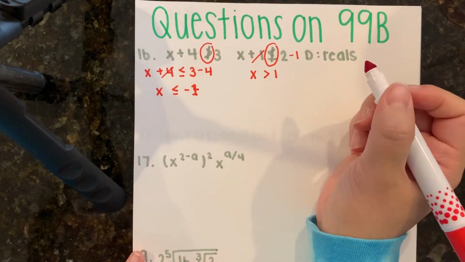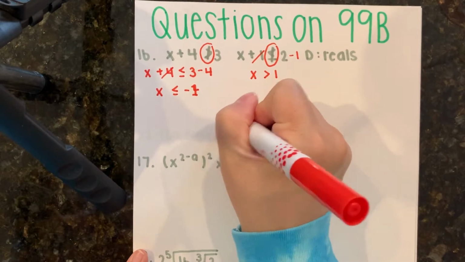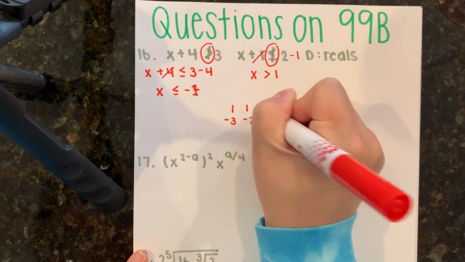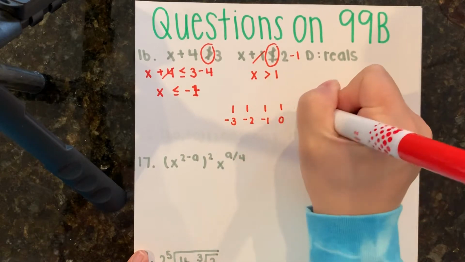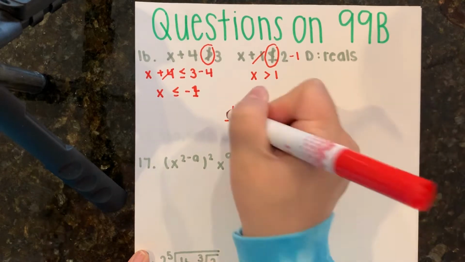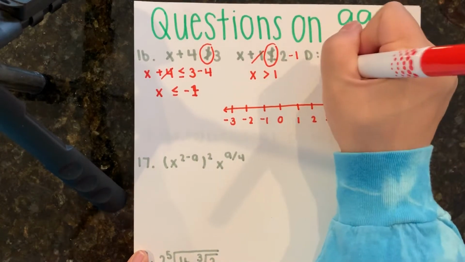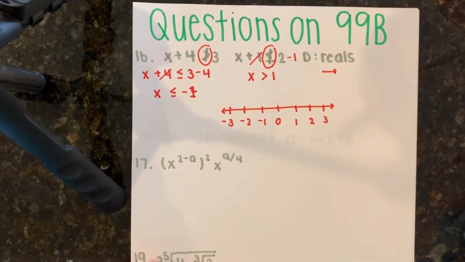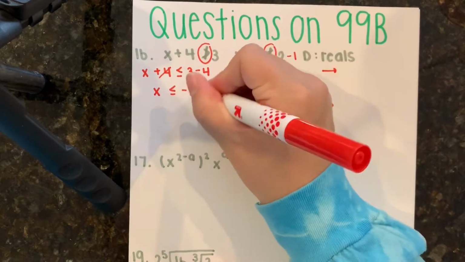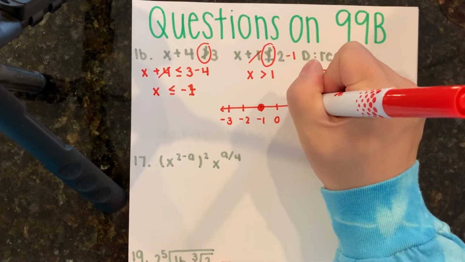So now I have to draw my number line. -3, -2, -1, 0, 1, 2, 3. We're doing this for real, so it is going to be a point with an arrow. Now I'm going to graph my -1. So -1 is going to be filled in, and my +1 is going to be open.